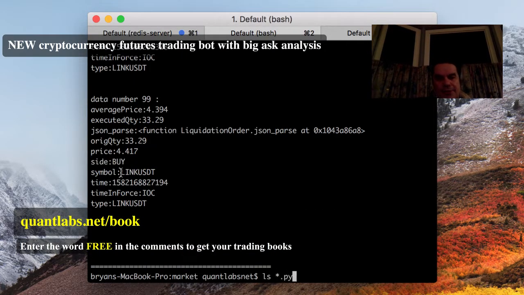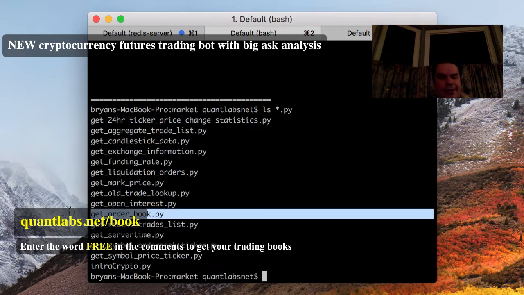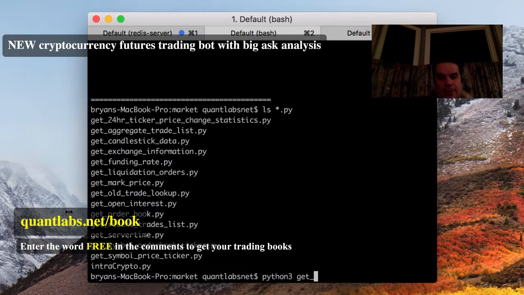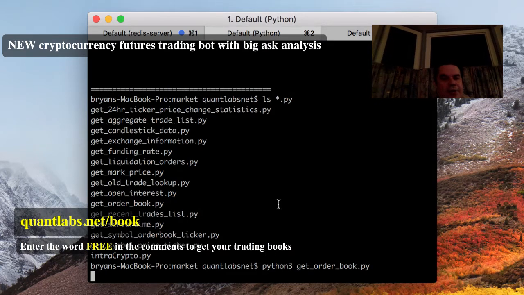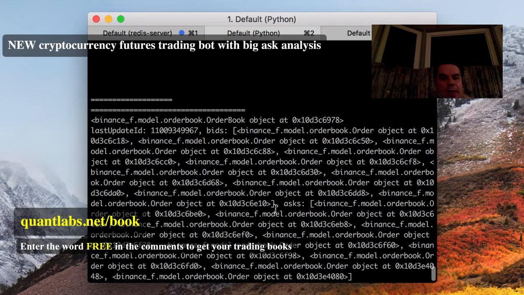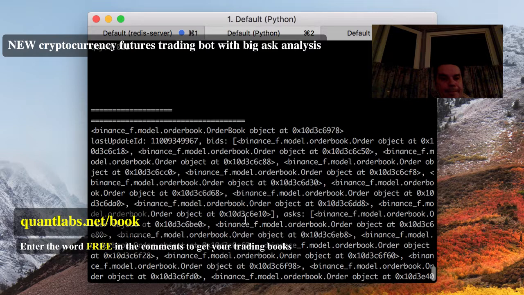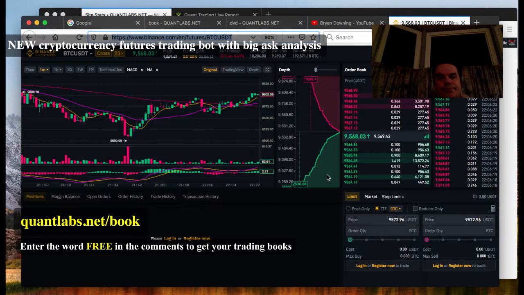Let me see what other scripts I could show you here. There's this one right here, Python get order book. And for those, thank you for the like. I always forget I have an audience out here. But this is very, very important to know, because this is what we're looking at here. This stuff right here. The order book is here.